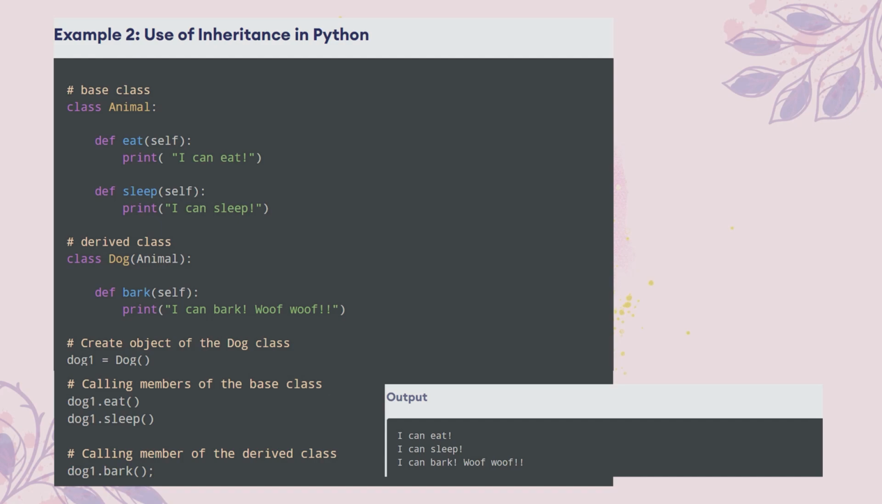So now if I wanted to create an object for the class, dog1 equals dog, and call the members, dog1.eat and dog1.sleep and dog1.bark, what will happen? Despite being a child class, whatever it inherits from the parent class, that output will be printed. So I will get the values I can eat, I can sleep, that is actually by calling the members of the base class. And the next one is you're calling the member of the derived class, like I can bark oof oof. So all the three lines will be printed on the console.